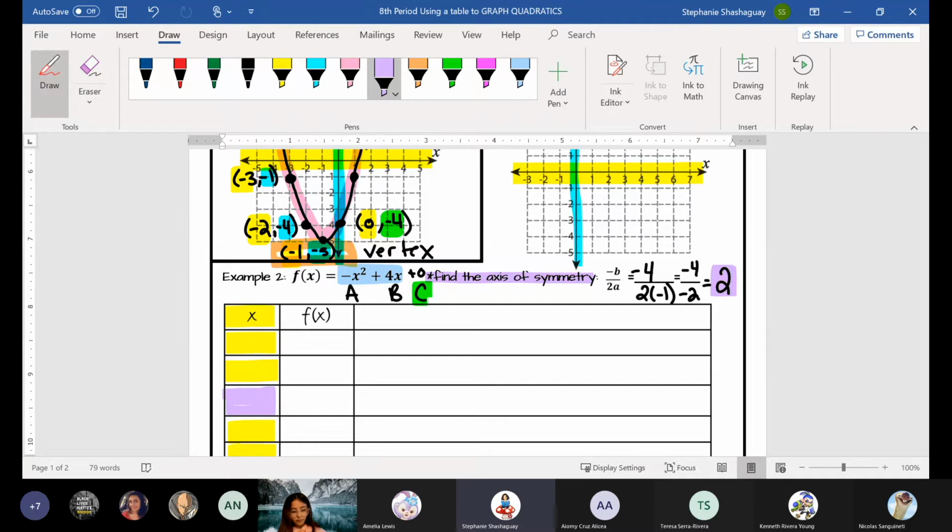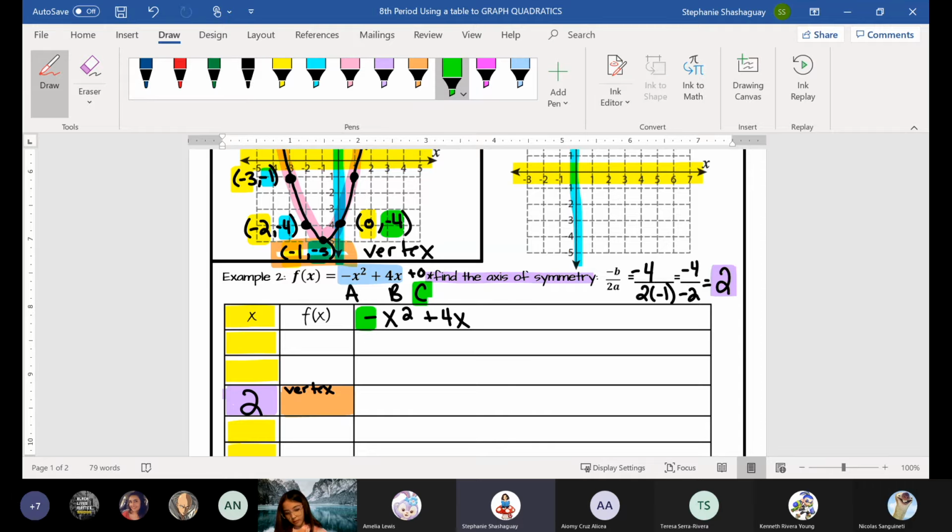Because I want symmetrical points. And if I want symmetrical points, then that means I have to put the x value for my axis of symmetry in the middle of my table. Then I can use that axis of symmetry to find my y value, which is going to tell me the vertex.